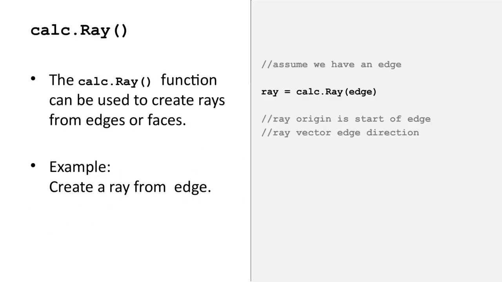The calculate.ray function can be used to calculate rays from edges or faces in the model. Given an edge, the function will return a ray aligned along the edge. The ray origin will be at the start vertex of the edge. The ray direction will be a vector from the first vertex to the second vertex. Given a wire or polyline, the function will extract all the edges and return a list of rays.